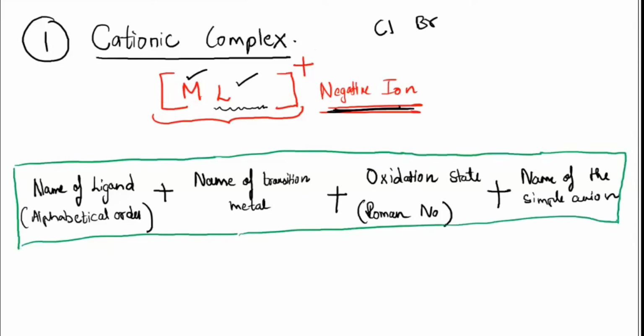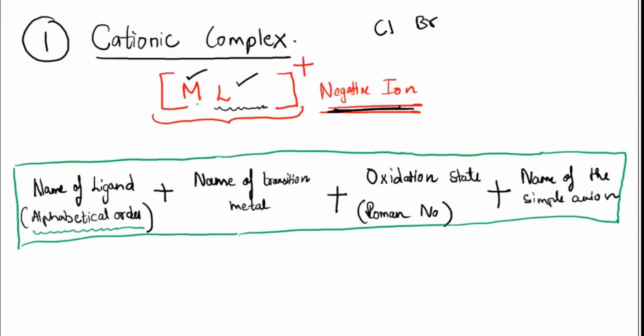Put this inside the box and remember correctly what you are supposed to do. For a cationic complex, always the cation entity should be named first. Inside that cation entity, you will find the ligands. You will go to the ligand first, and if there are many ligands, you arrange them according to their alphabetical order.